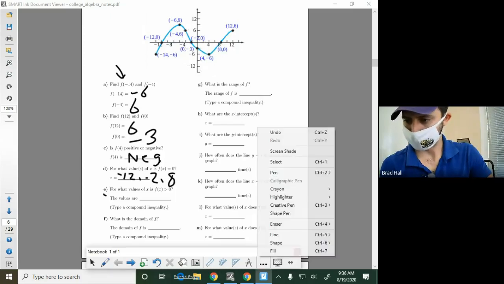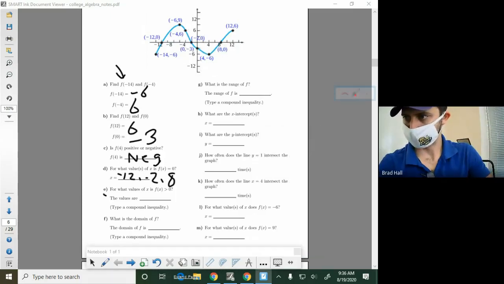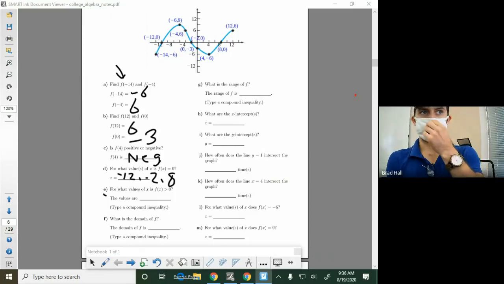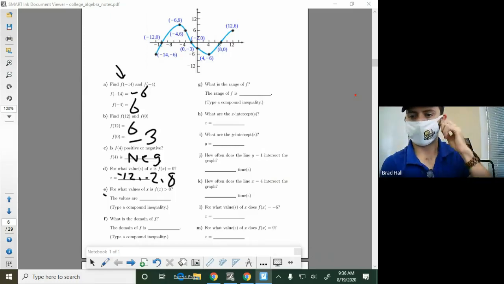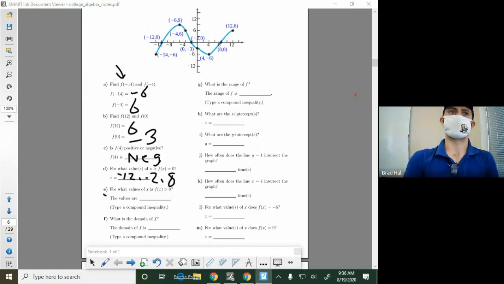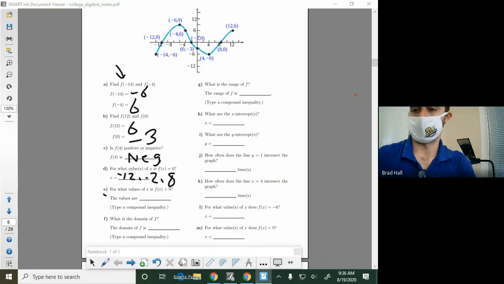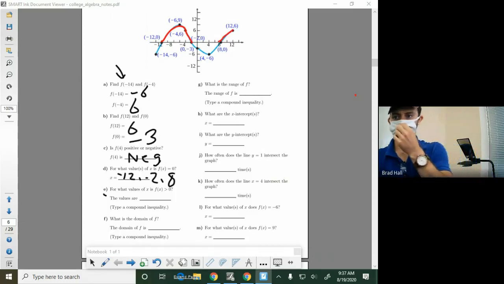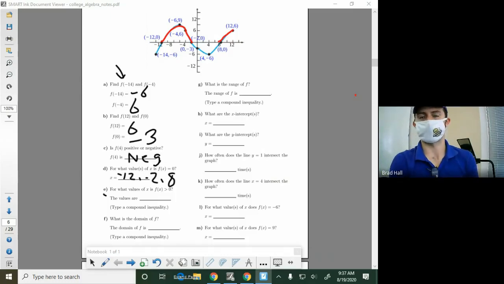But first, let's think about this in an intuitive way. What does it mean for f of x to be greater than 0? Well, f of x is a fancy way of saying y. So when y is greater than 0, I'm going to illustrate this in red. So these are the two components where the graph is greater than 0, when y is greater than 0, when the graph is above the x-axis.